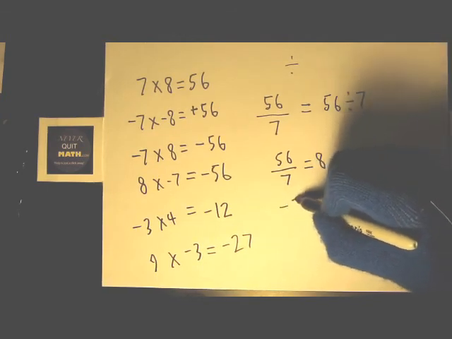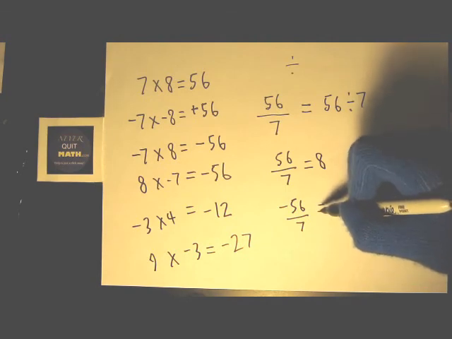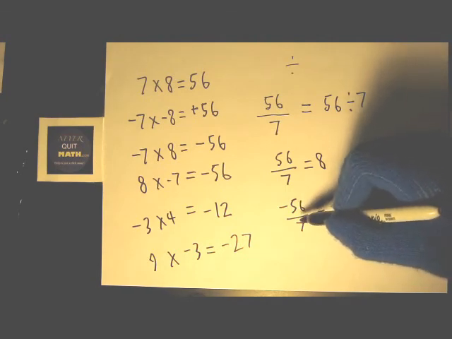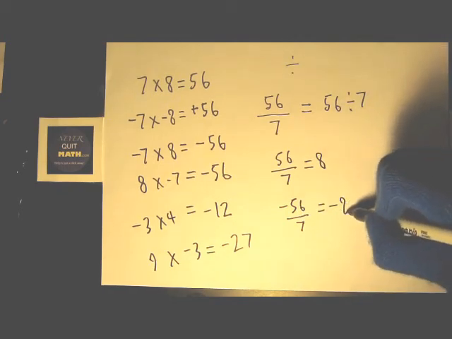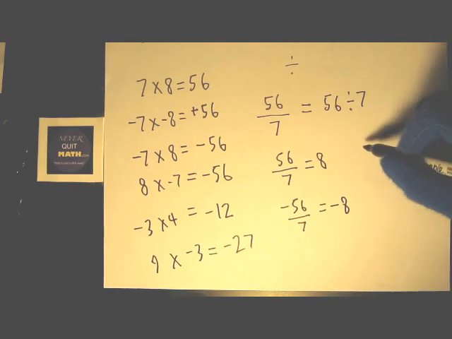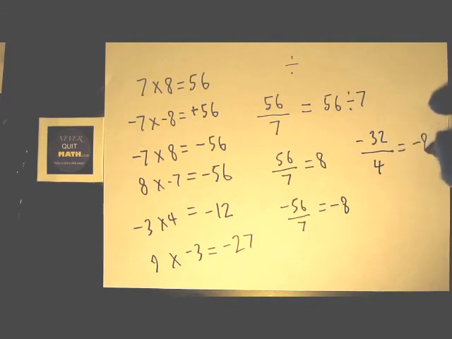But if we had negative 56 over 7, we're thinking to ourselves, hold up, we got one negative and one positive. According to the rules, a negative and a positive means we're going to have what? A negative answer. So that's going to be negative 8. Let's try another one. Negative 32 divided by 4. One negative, one positive, so the answer has got to be negative. So straight up, negative 8.